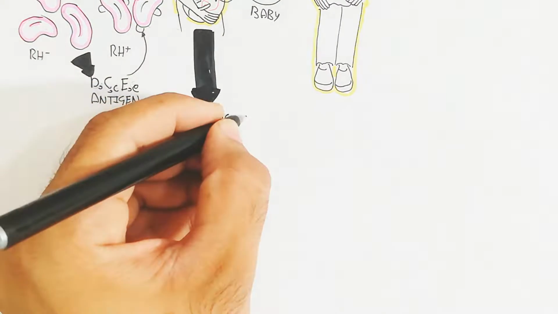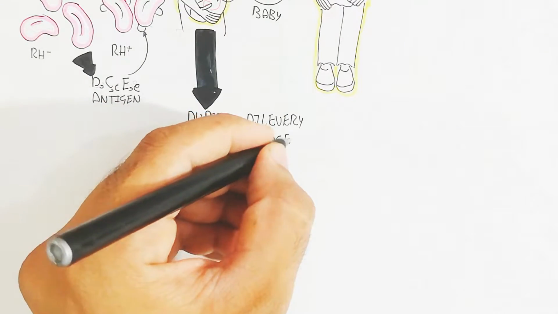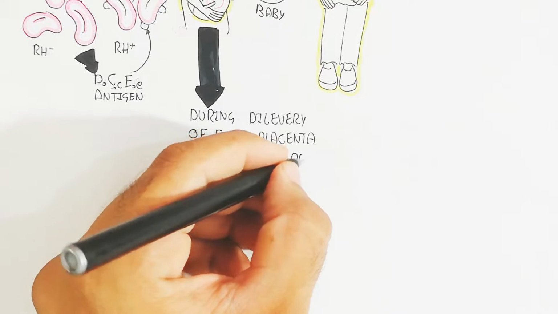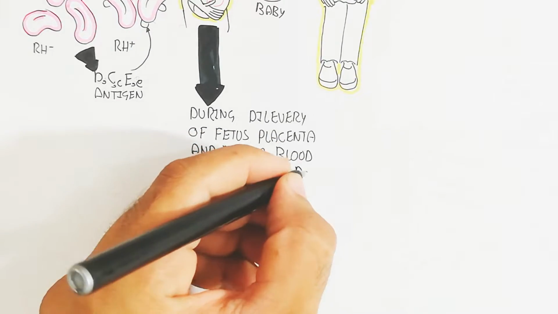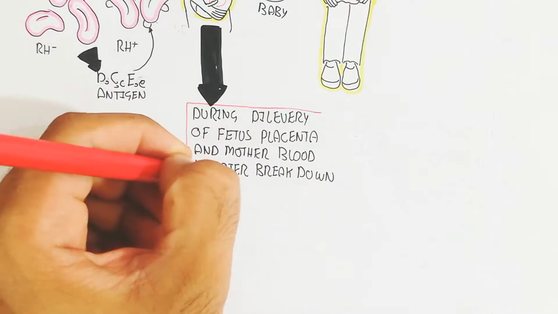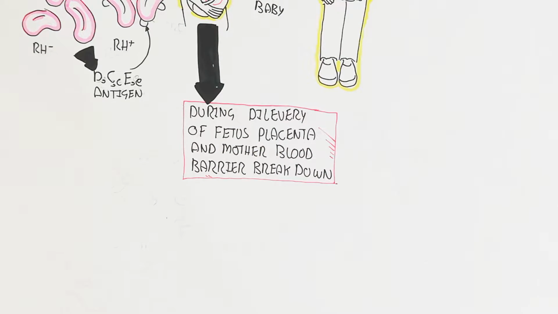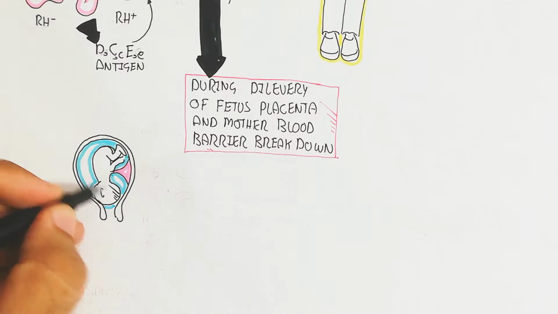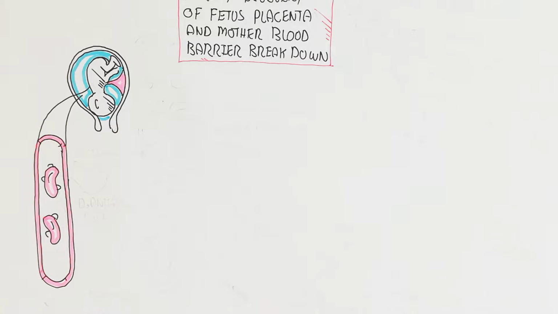erythroblastosis fetalis. So during delivery of the fetus in the first pregnancy, the placenta and mother blood barrier break down. So this is the first pregnancy. The fetus usually cannot get erythroblastosis disease, it can, but usually not. After the second pregnancy, it will affect the second fetus.